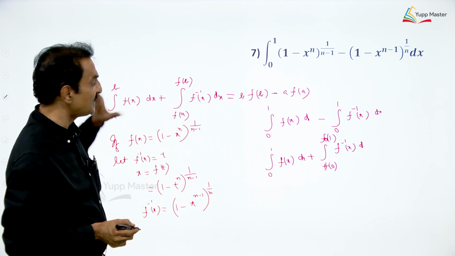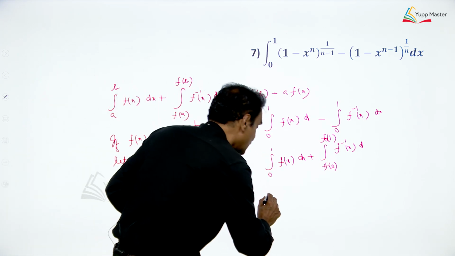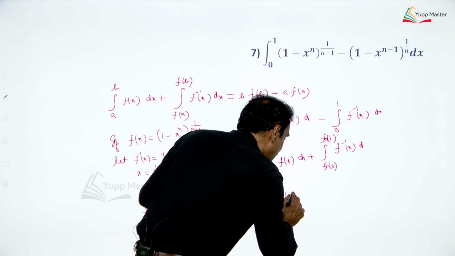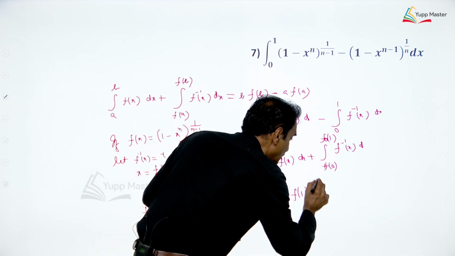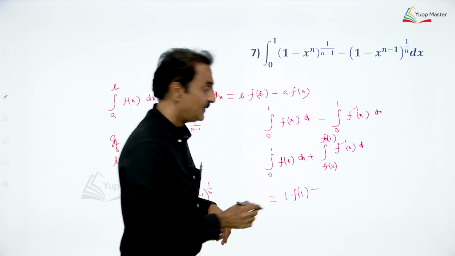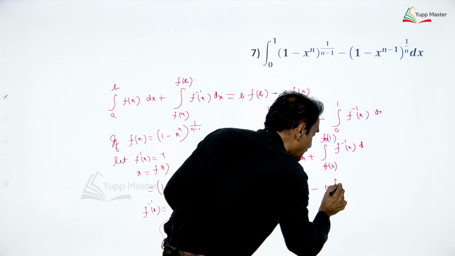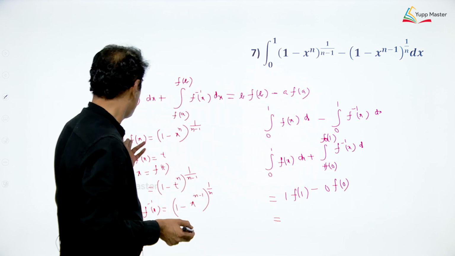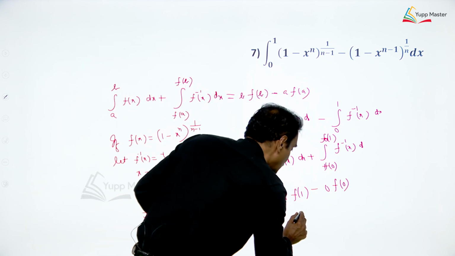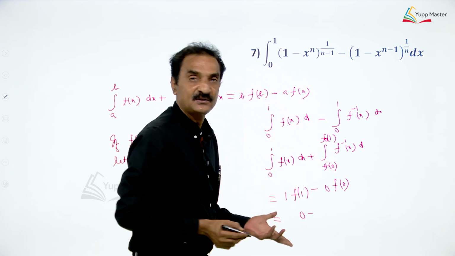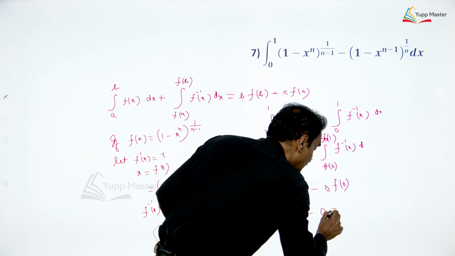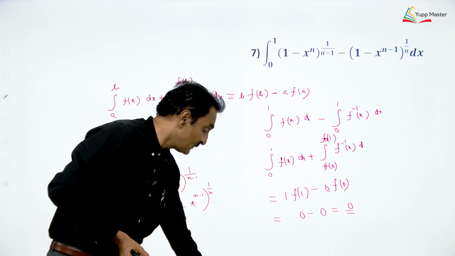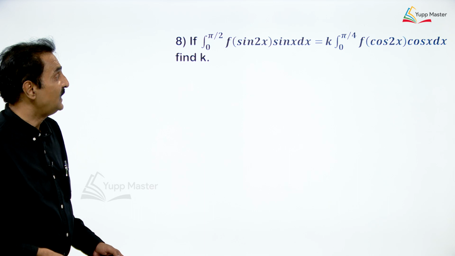So, it is exactly the formula. So, what will be the answer? b f of b means 1 into f of 1, minus a f of a is 0 into f of 0. What is the value of f of 1? 0. Minus this is also 0. So, answer is 0. Okay. Next question.